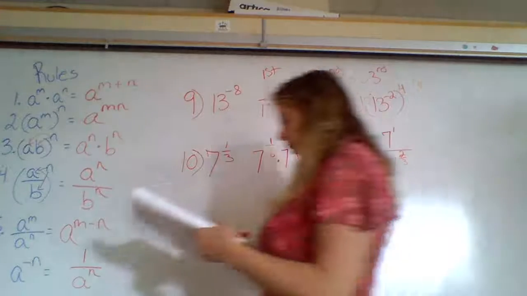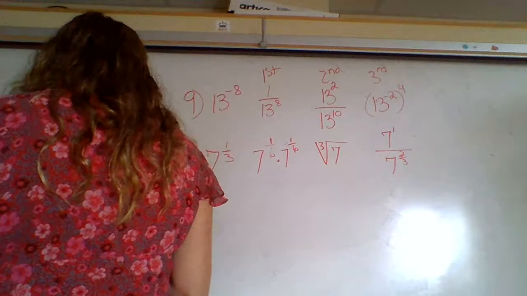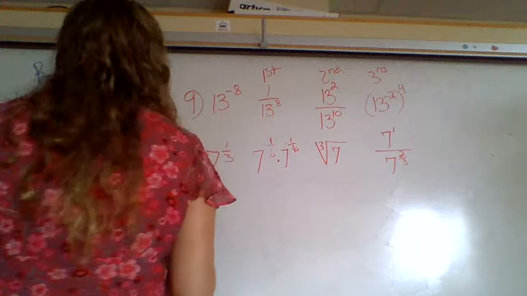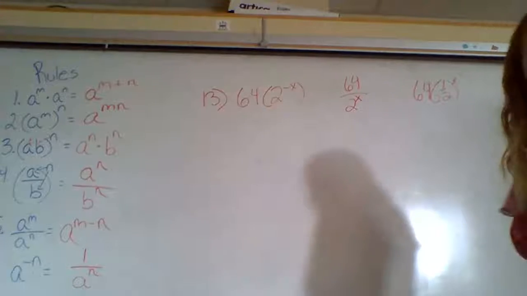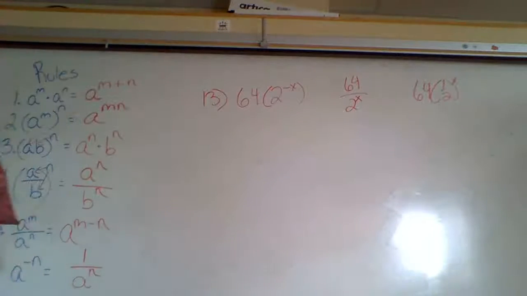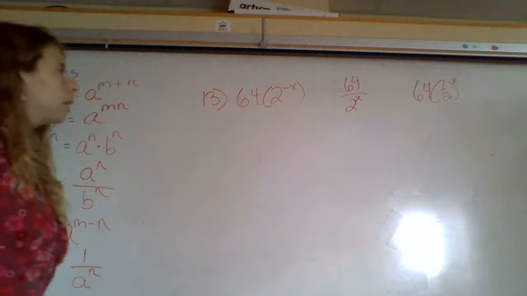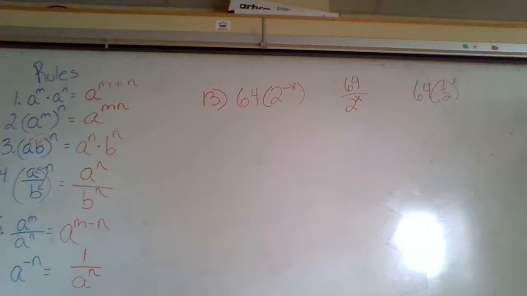I'll make you do the rest on your own. Okay. All right. So this is where you have to say if they're all equivalent or not, and then give a reason why or why not. So this is number 13. So can we make these look like each other? Using our exponent rules, can we make these look like each other?